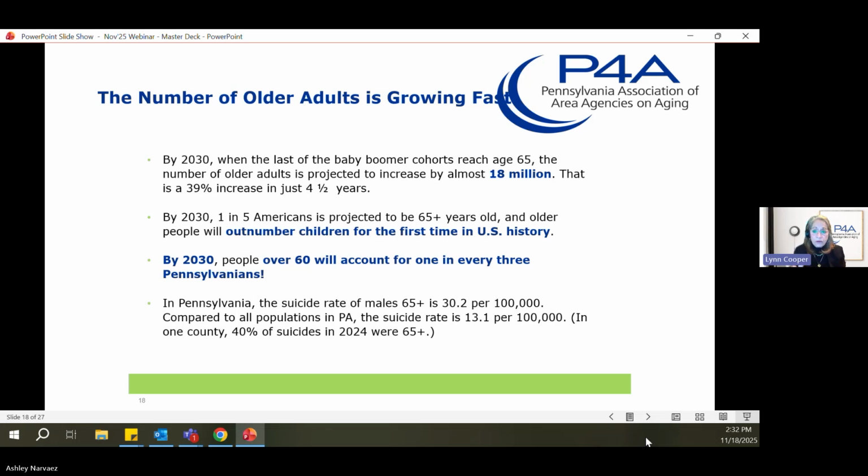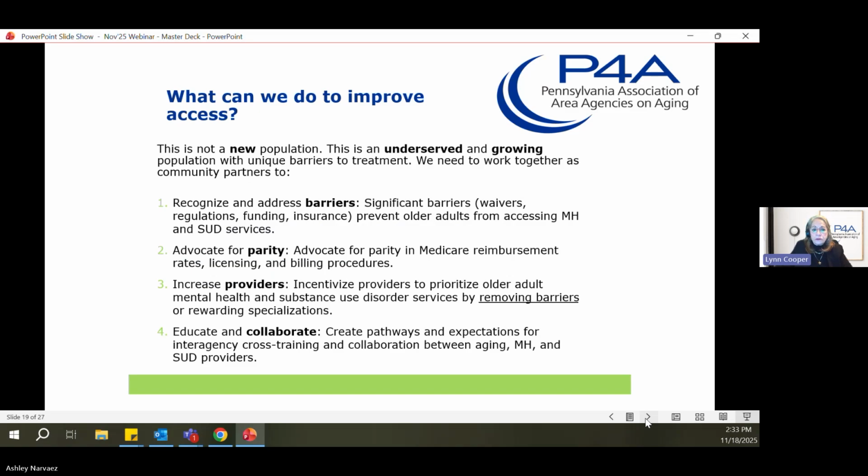And all of that data comes from an expert in Montgomery County, Tony Salvatore, who also sits on our older adult committee of the Mental Health Planning Council and is an incredible expert in the area of suicide prevention. What can we do to improve our situation and improve access?